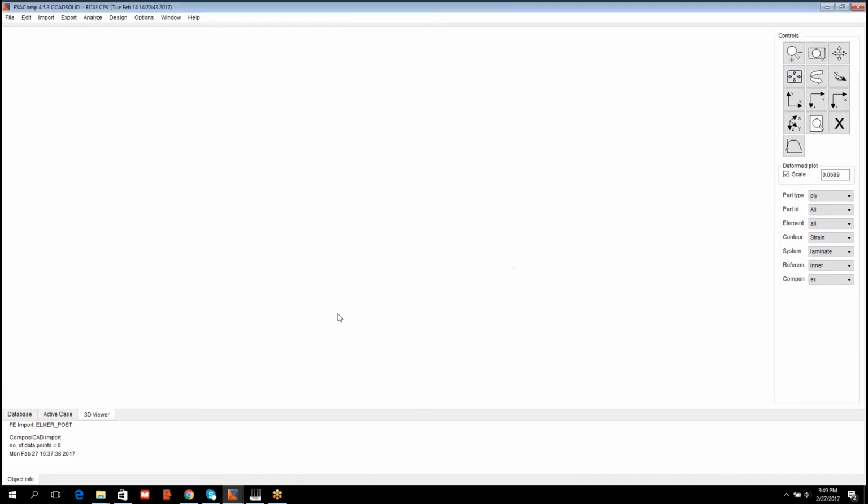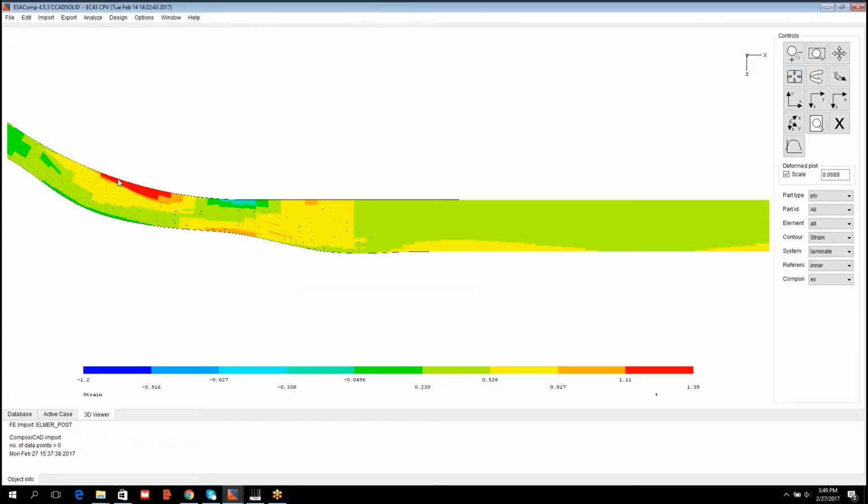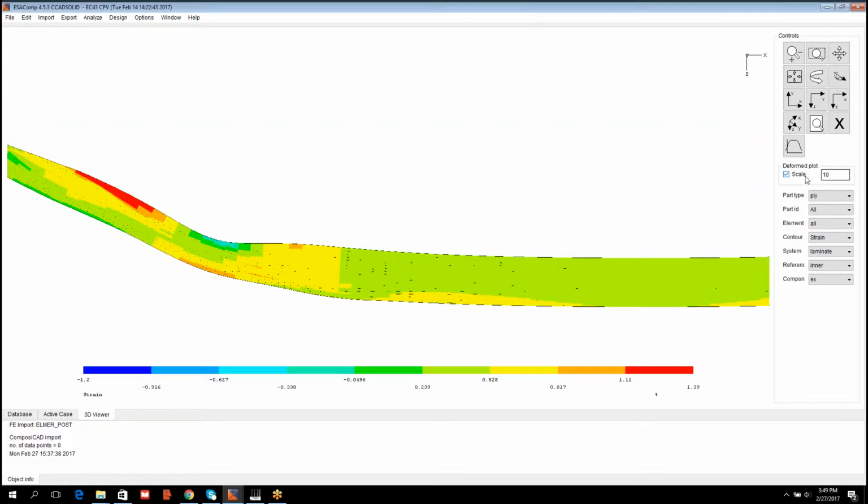We zoom into the location and use a scaling factor of 10, for example. Clearly, the design needs to be modified due to this local bending effect, where the strains are +1% at this region and minus 0.4% at this region.